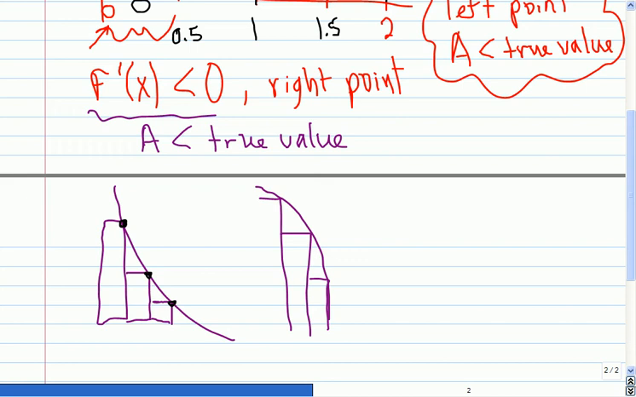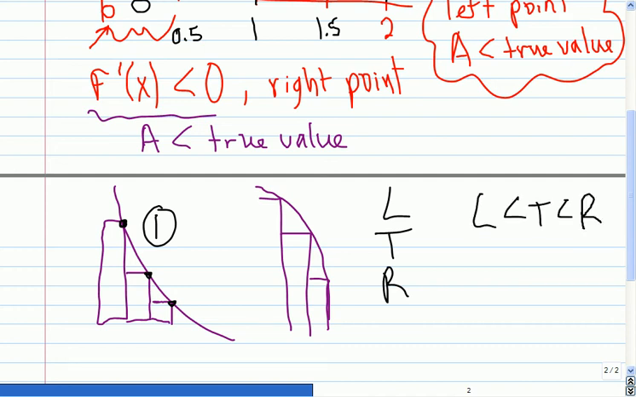They may even go as far as to say, compare the left side to the right side to the trapezoid rule. So can we figure out what would happen? Let's take a look at this picture number 1, and let's see if we can think like an AP exam. If we had the L for left-hand rule, the T for the trapezoid, and the R for the right-hand rule, can we order these?